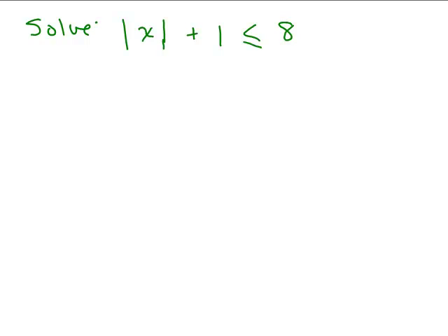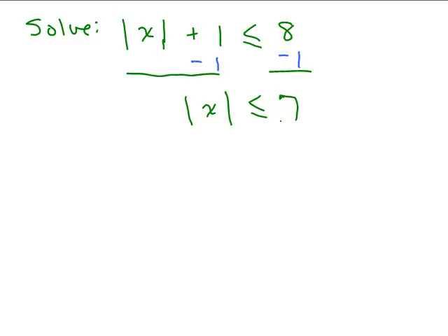So this just says solve. We're not going to also graph it. So before trying to figure out the solution, you want to subtract 1 from both sides. All right, so what does that give you if you subtract 1 from both sides? We have absolute value of x is less than or equal to 7.